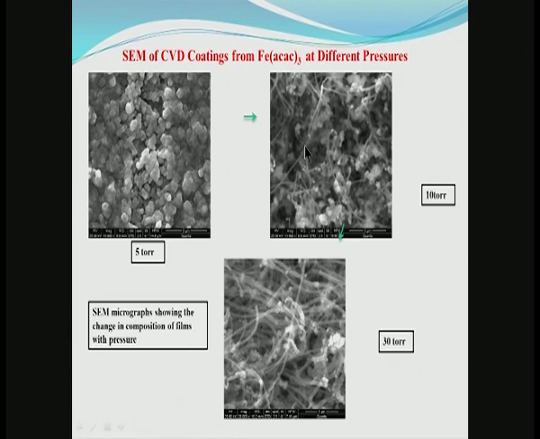When the pressure is raised to 10 torr, the growth of carbon nanotubes begins simultaneously. That is, one gets a simultaneous deposition of iron oxide and carbon nanotubes over here. And when the pressure is increased further to 30 torr, then there is a very intimate intergrowth of iron oxide and carbon nanotubes, which turn out to be multi-walled carbon nanotubes. So, this is an example of growing a composite material that contains carbon nanotubes using the CVD process.